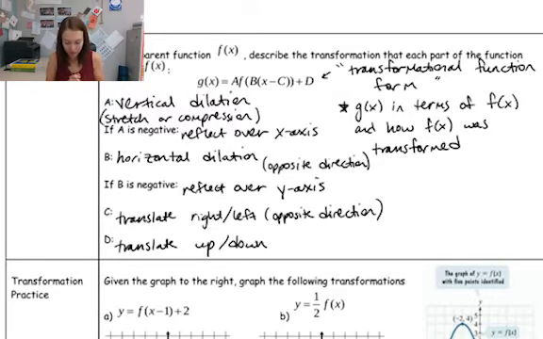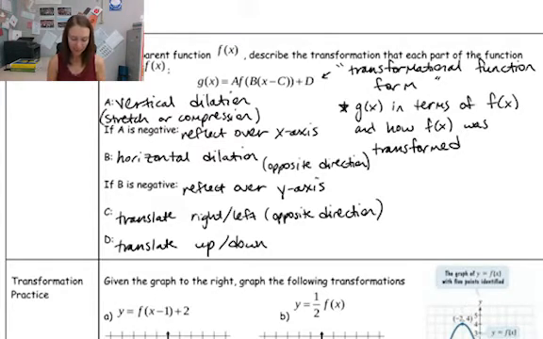B is a horizontal dilation. So the stretch and compression pieces are actually backwards. It's the opposite direction. If B is greater than 1, it's actually a compression horizontally. If B is a fraction between 0 and 1, it's actually a stretch horizontally. So that gets a little confusing. It's a lot safer to just say horizontal dilation of a factor of blank. Then you're right no matter what.